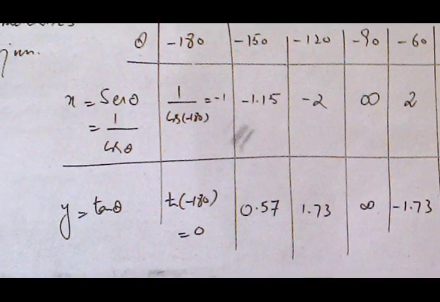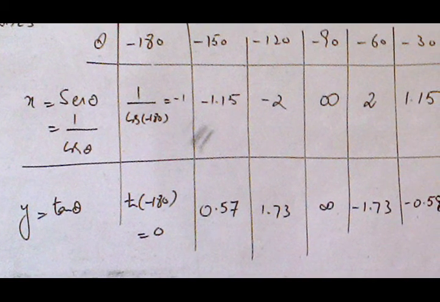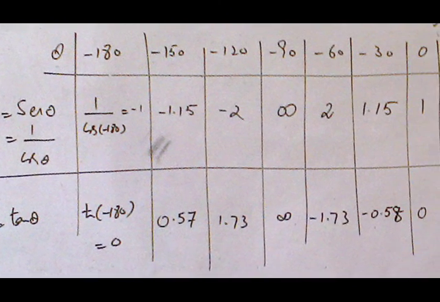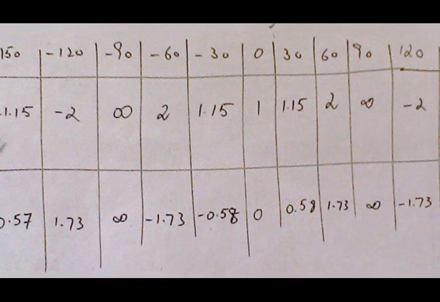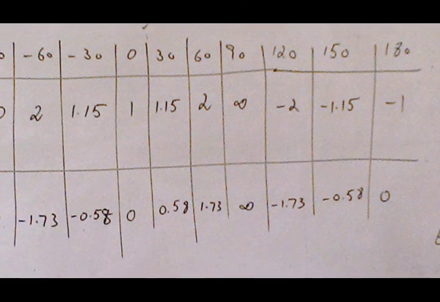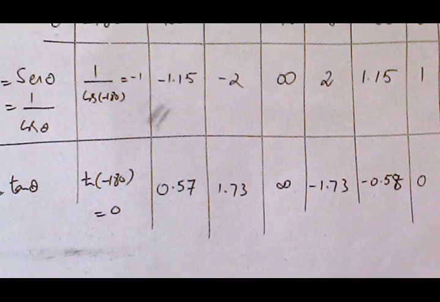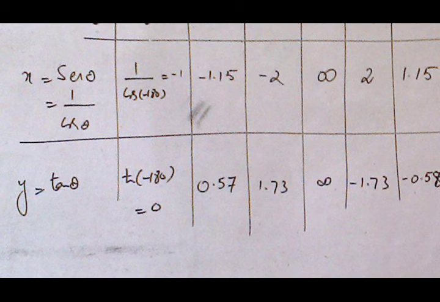Next we find the values of tan theta. Tan -180 is 0, and for other values, at 90 it is also infinity. Now we draw the graph of values except the infinities. At x is -1, y is 0. At x is equal to -1.15, y is 0.57. At -2, y is 1.73.